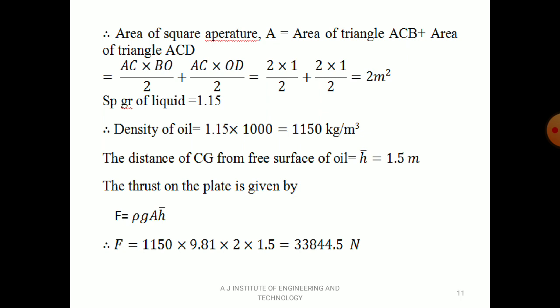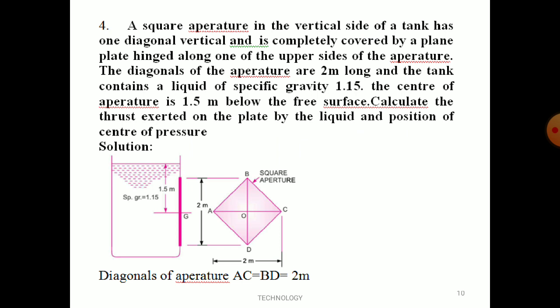It is not side square. Area of the square aperture A equals the area of the triangle ACB plus the other half. You can see here the diagonal length is given, it is not the length of the side. The diagonal length, AC equal to BD, is given as 2 meter. If the side length were given, you could directly calculate the area as side square. Now that is not the case, the diagonal length is given. So the area of this shape can be calculated by dividing this square in corner condition into two triangles, that is, the area of triangle ABC and the area of triangle ADC.